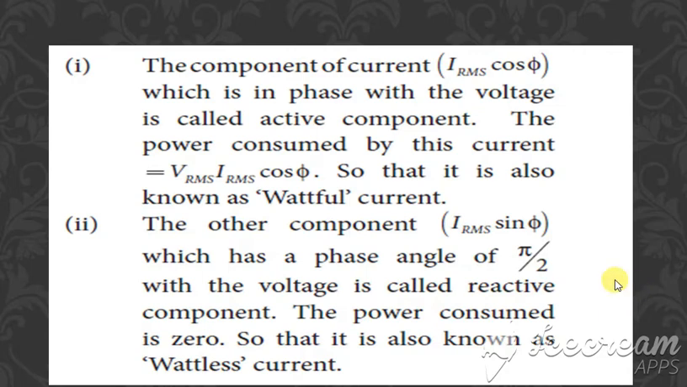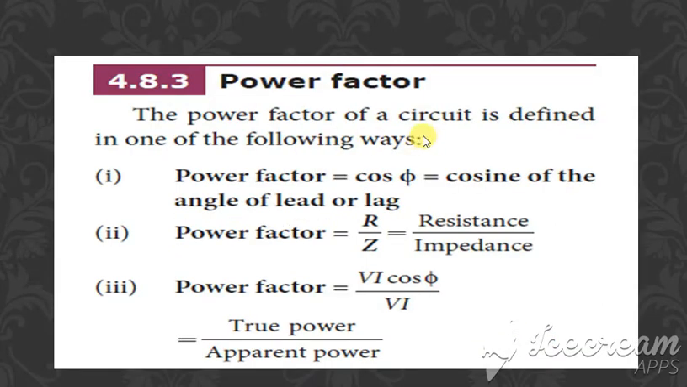So next we have power factor. Power factor is defined in the following ways. We have various formulas for power factor. First, power factor is equal to cos phi, which is also equal to the cosine of the angle of lead or lag. Here cos is cosine and phi is the angle, which can be the angle of lead or the angle of lag.